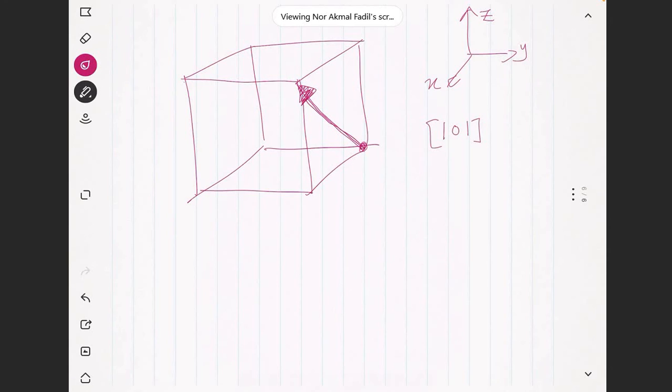Who gave the answer just now? Can you please explain the answer? Head minus tail. Very good. What is the head coordinate? What is the coordinate for the head? Good. 1, 1, 1. And what about the tail?